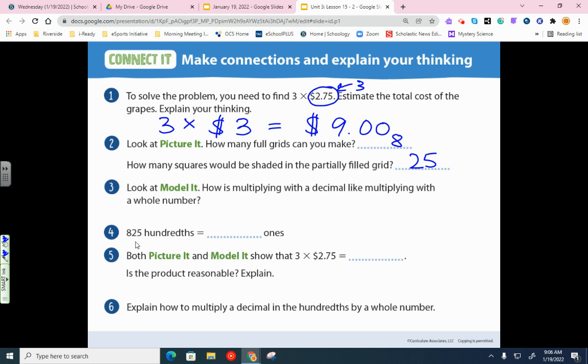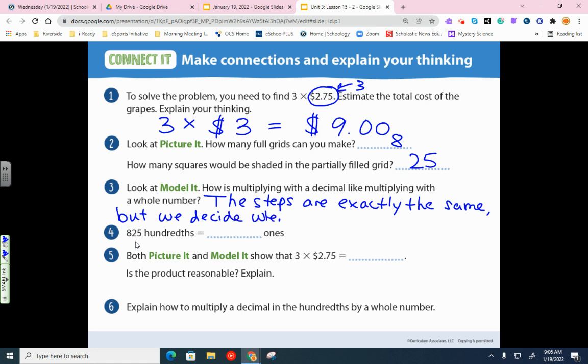Look at the model. How is multiplying with a decimal like multiplying with a whole number? The steps are exactly the same. But we decide where to put the decimal.